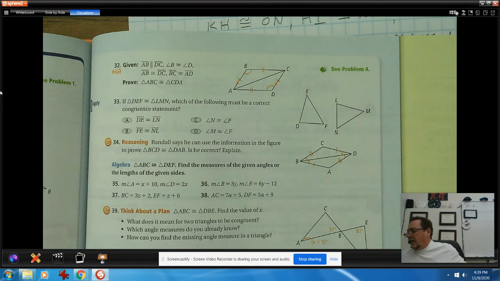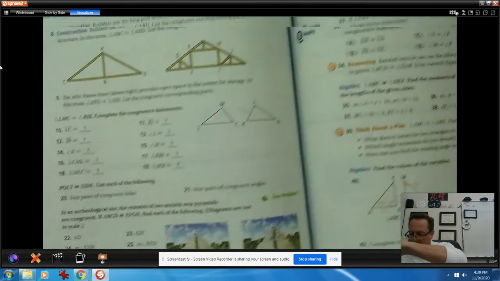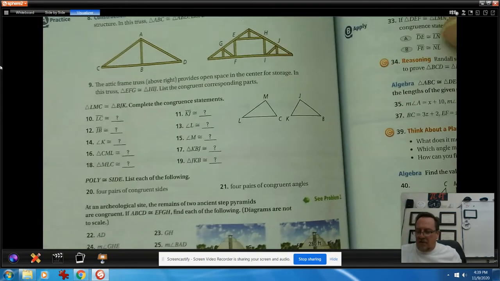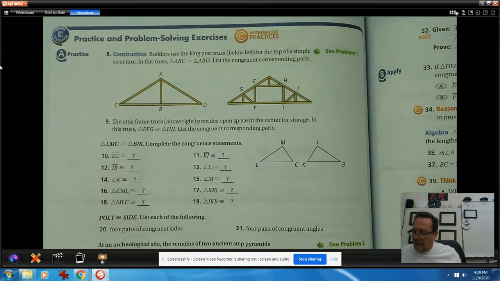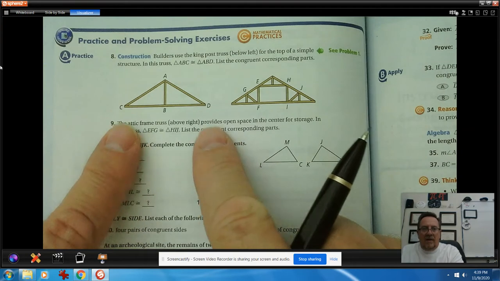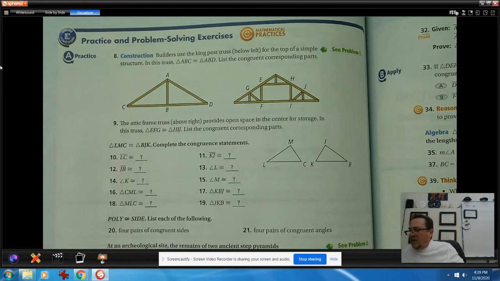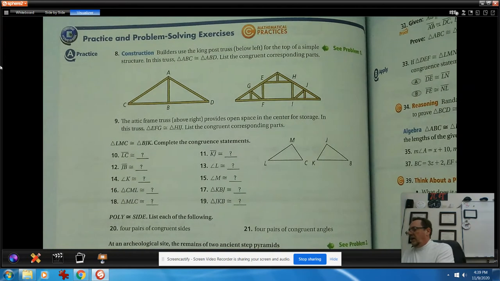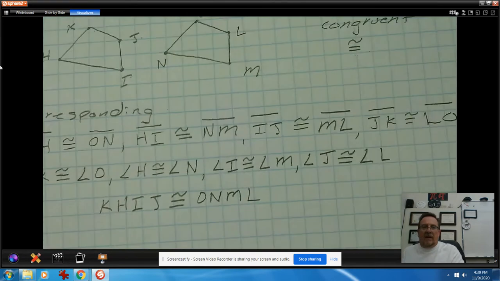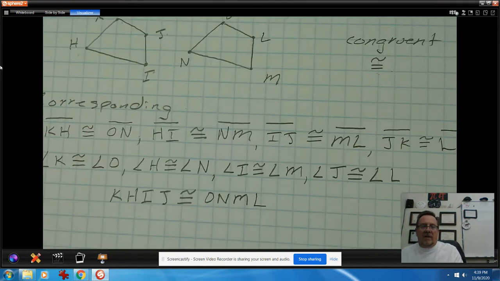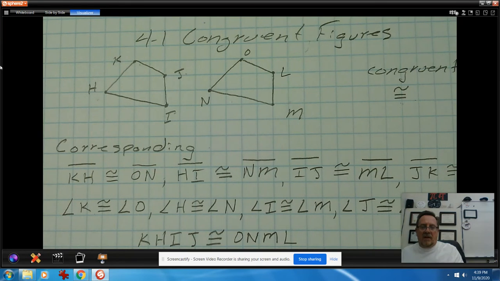Let's look at some of your homework questions that are in here just to make sure we're on the same page. Up here, it's asking us to list the congruent corresponding parts. How do we do such a thing? Well, you sharpen your pencil because you're going to have to do a little bit of writing. What I started off with here was to say, let's list the corresponding parts that are congruent.